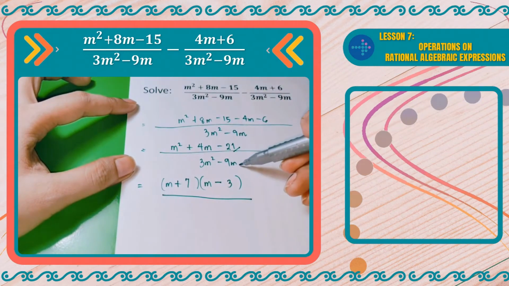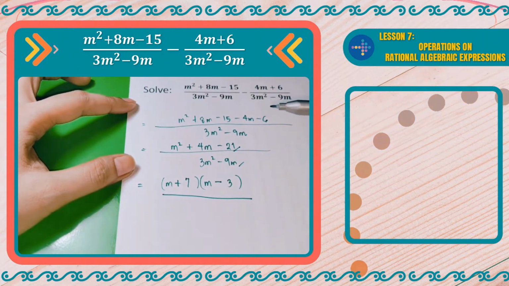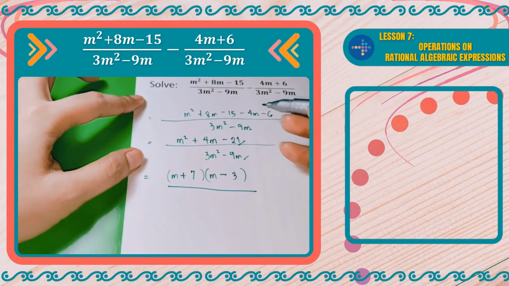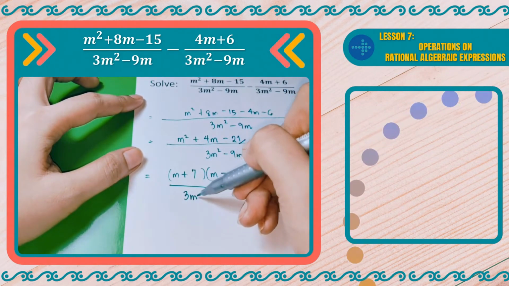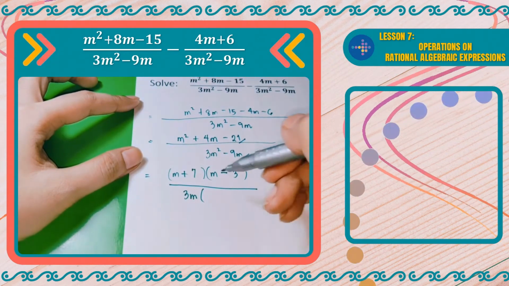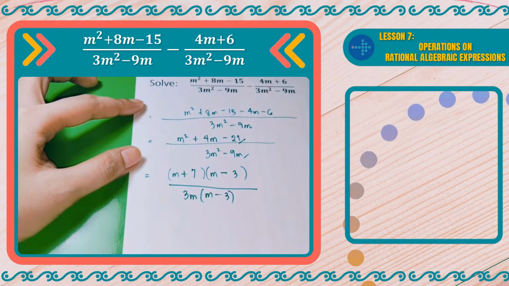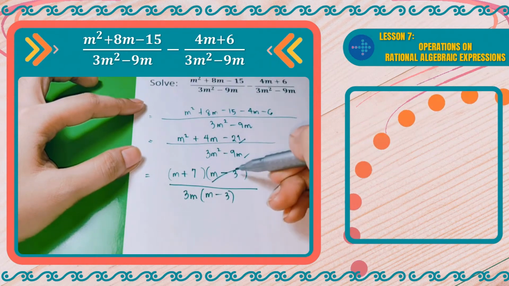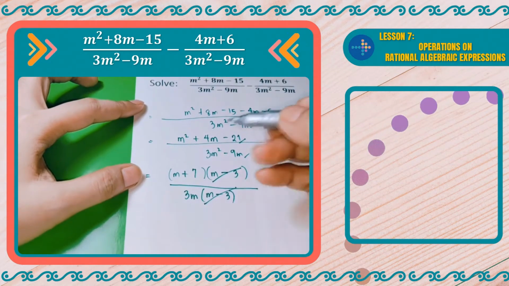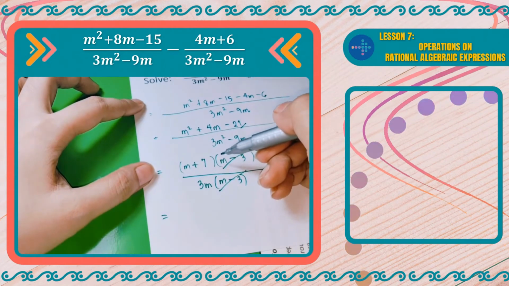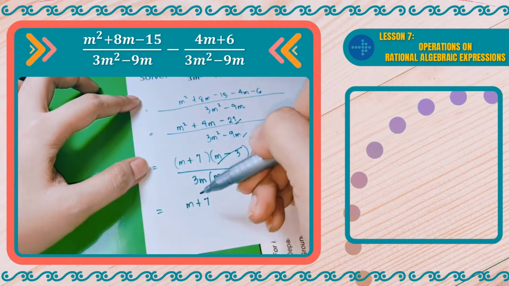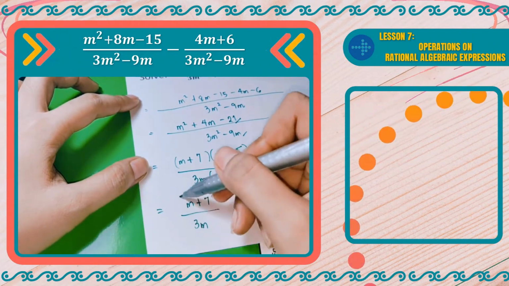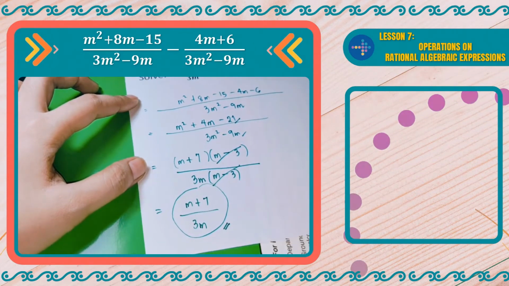While in the denominator, 3m squared minus 9m. So, it is factorable using greatest common factor. And the GCF is 3m. So, the other factor will be m minus 3. Now, we can see that they have a common factor, which is m minus 3. So, what remains in the numerator is m plus 7. Then, for the denominator, we have 3m. So, the final answer is m plus 7 over 3m.